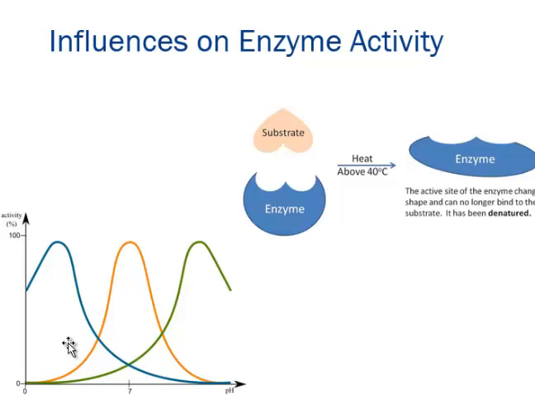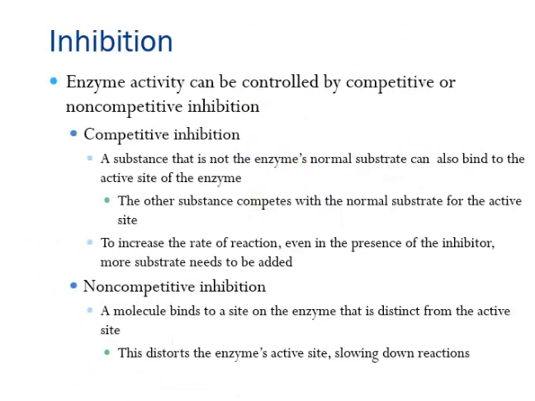But then there are other types of enzymes, or other types of reactants, that might work better in much more acidic, or much less acidic environments. And inhibition means you're stopping the enzymes for whatever reason. You're stopping the enzymes from functioning.